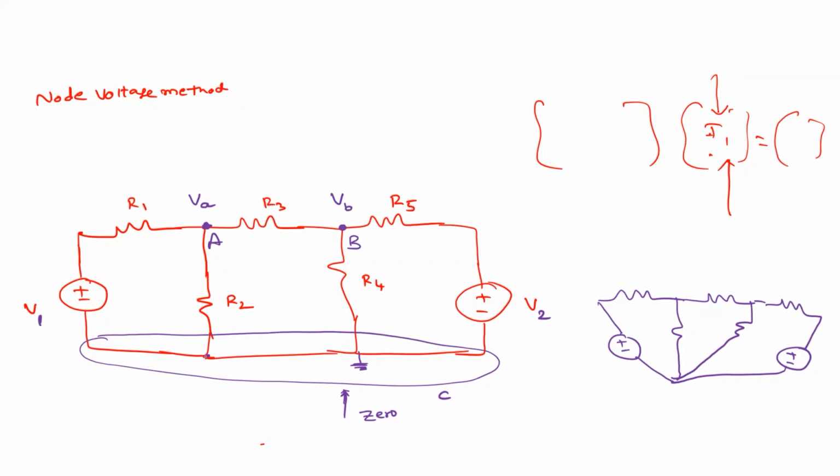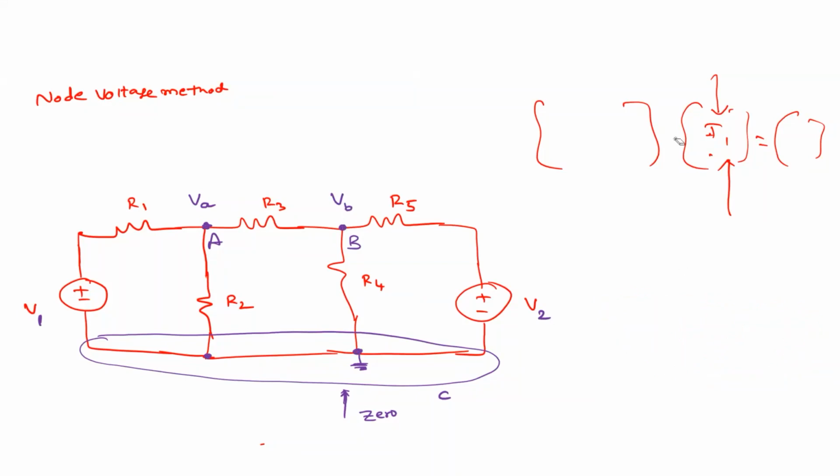So with respect to this ground, this voltage is VA. With respect to this ground, this voltage is VB. Is it clear? Yes. Okay. So first thing is choose a reference node. Assume that the reference is grounded, right? With respect to that, the remaining nodes are labeled with VA, VB, VC, and so on. Clear?